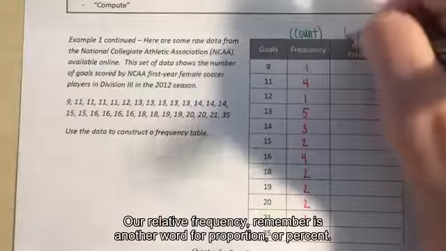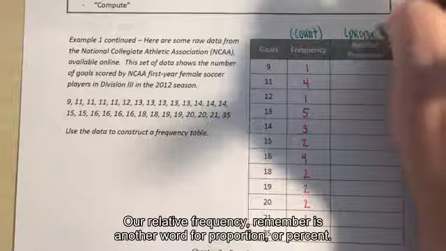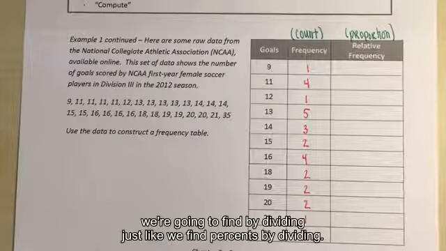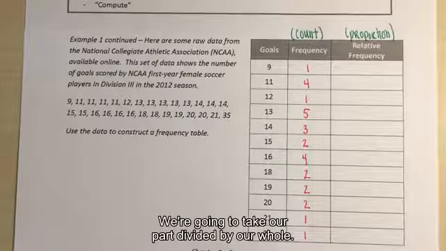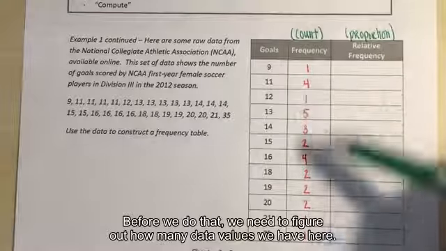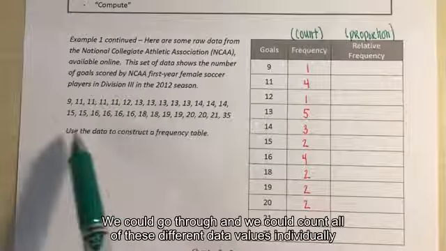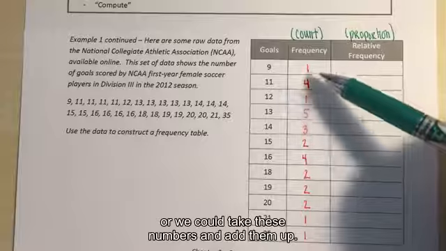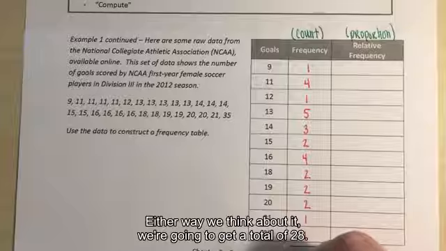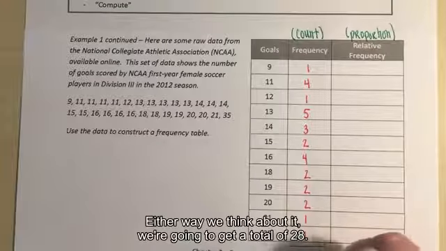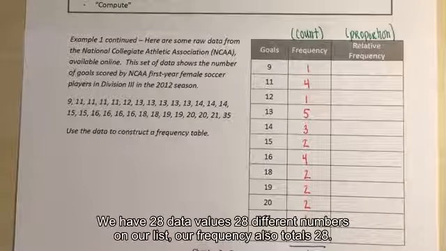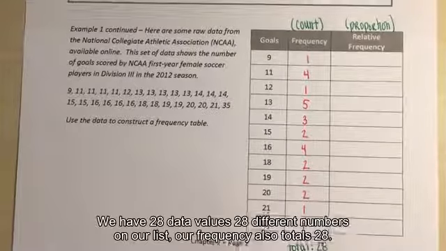Our relative frequency, remember, is another word for proportion or percent. We're going to find it by dividing, just like we find percents by dividing: we take our part divided by our whole. Before we do that, we need to figure out how many data values we have. We could count all of these data values individually, or we could add up these numbers. Either way, we get a total of 28. So we have 28 data values, 28 different numbers on our list. Our frequency also totals 28.